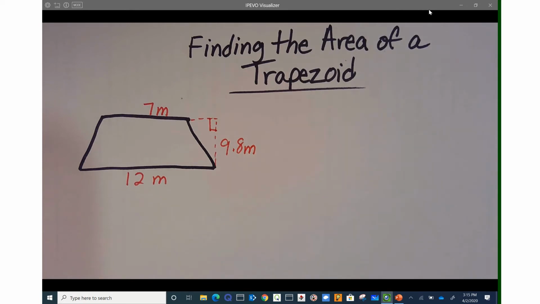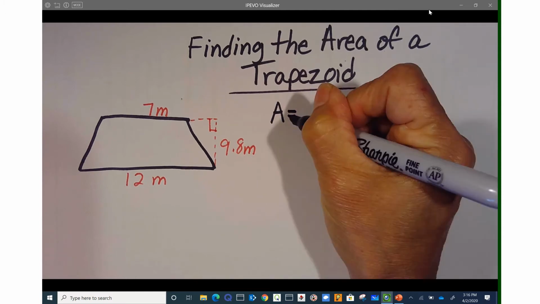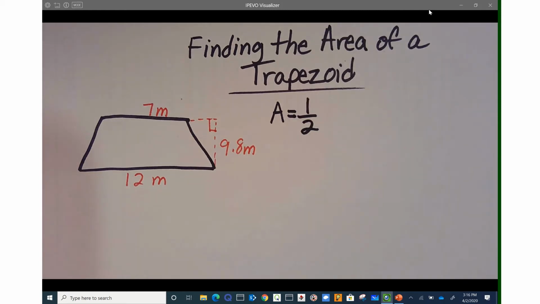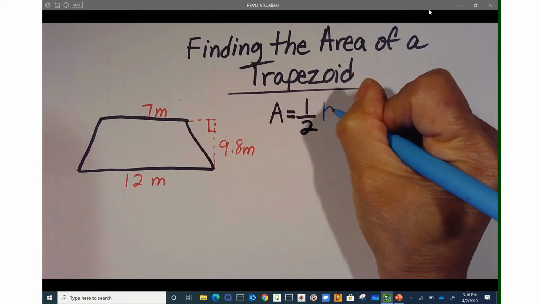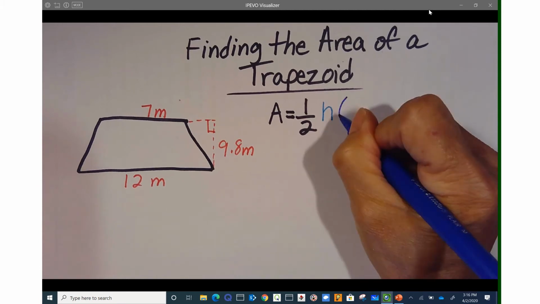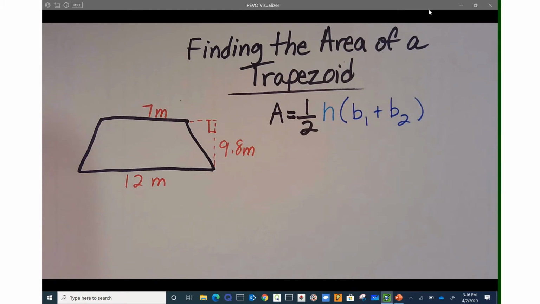Now, the formula for a trapezoid, for those of you who don't recall, I'll put it right here: area equals 1/2 times height times (B1 plus B2). Okay, that is your formula.